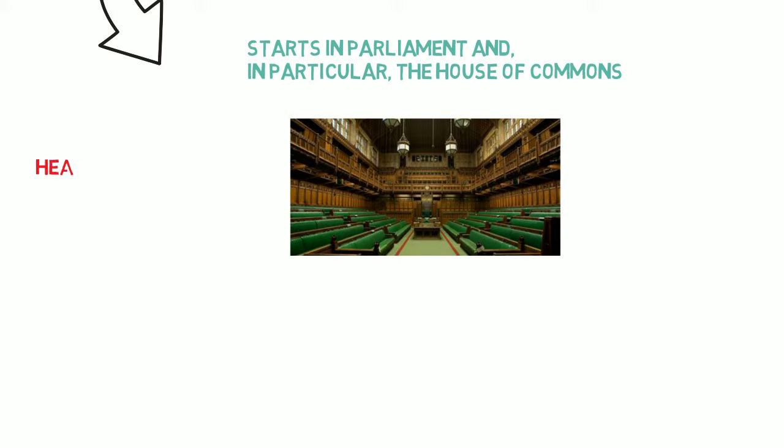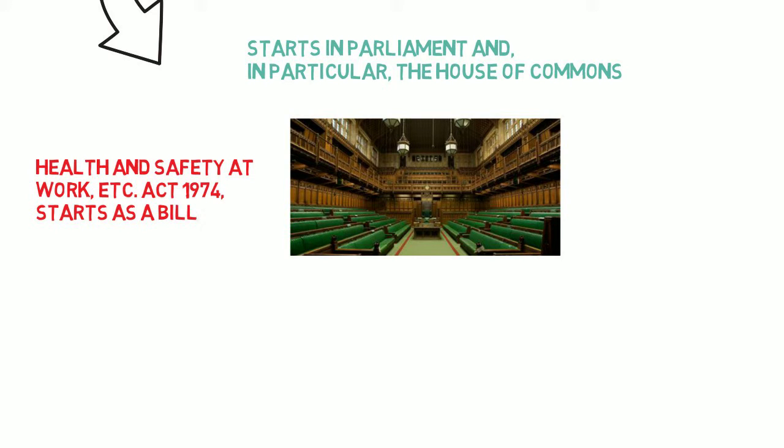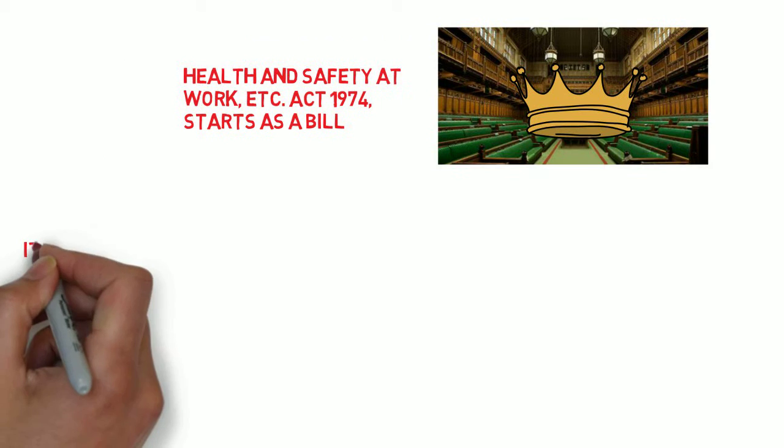Well, it all starts in Parliament, and in particular, in the House of Commons. An Act of Parliament, such as the Health and Safety at Work Act 1974, starts as a bill and then is considered by the House of Commons and the House of Lords before receiving the monarch's assent.